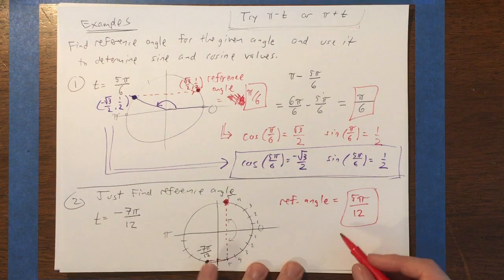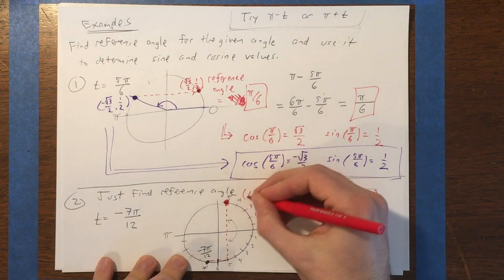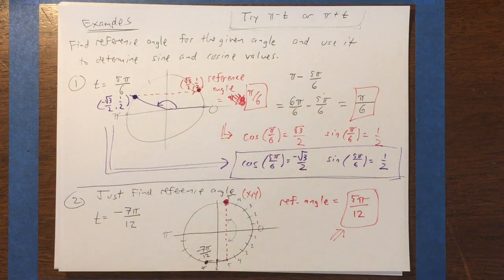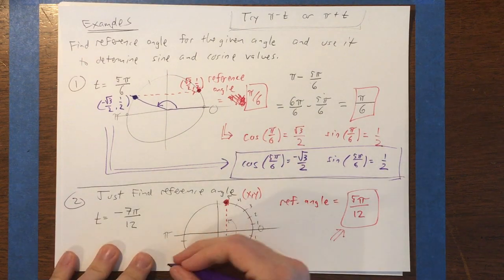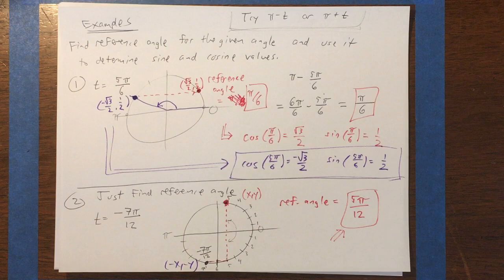And if we had some tools to figure out the exact cosine and sine values of 5 pi over 12, then we could take those values, and then we'd have to make both of them negative, right? Whatever the x and y are over here, back on this side, it's back in the third quadrant, it's negative x, negative y. Make them both negative, and those would be the cosine and sine values for negative 7 pi over 12.